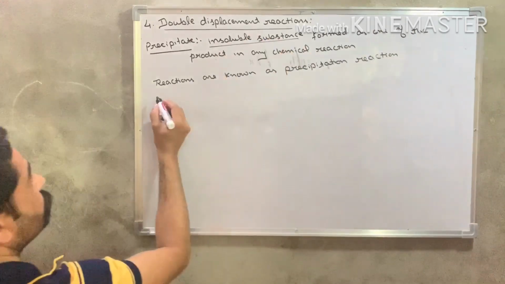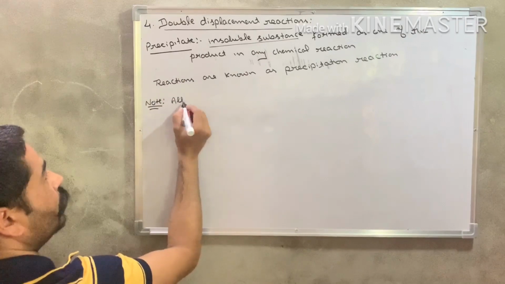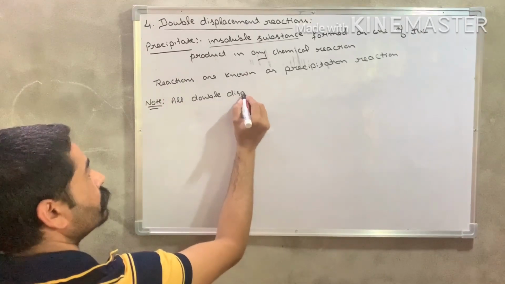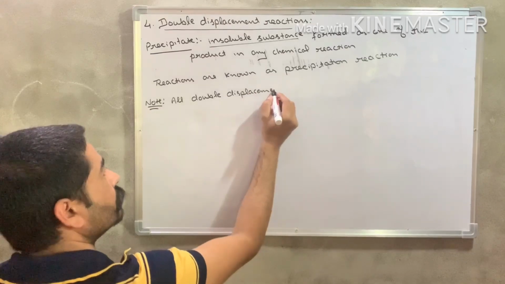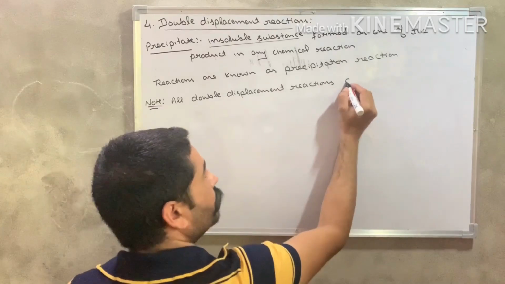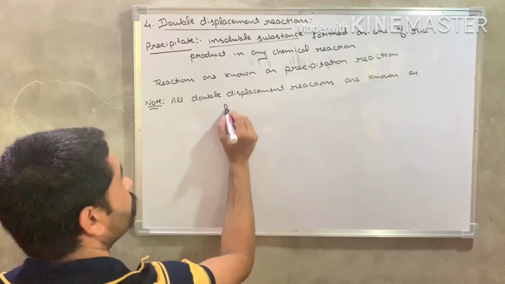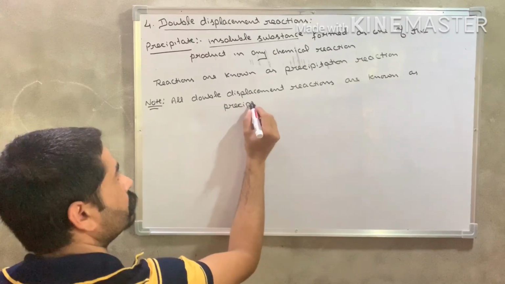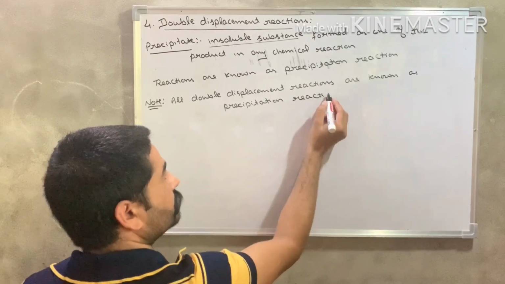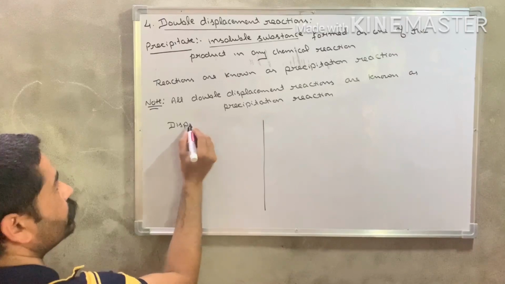So here, a note point for you people: all double displacement reactions are known as precipitation reactions. Further, you can also note the difference between displacement reactions and double displacement reactions.